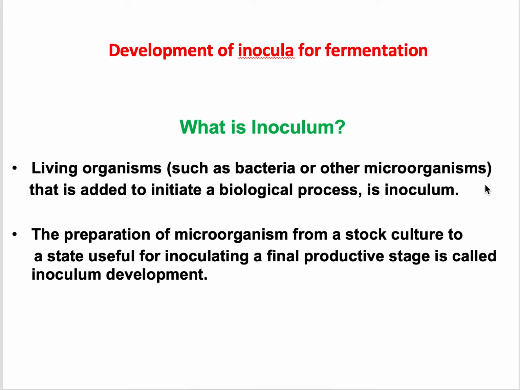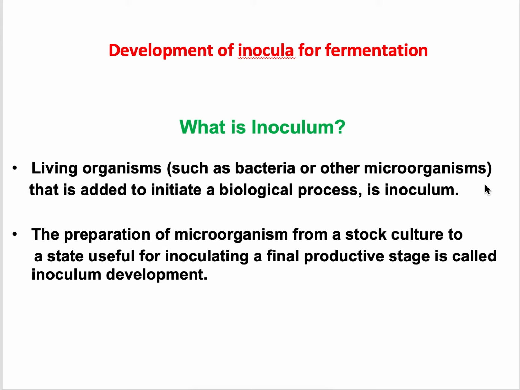So what we have to do first is prepare a large amount of microorganisms which have certain characteristics, which are in a specific physiological state. So we have to prepare those microbes first, then we add them into the fermenter. And these microbes or microorganisms are called inoculum, that which we add to the fermenter.